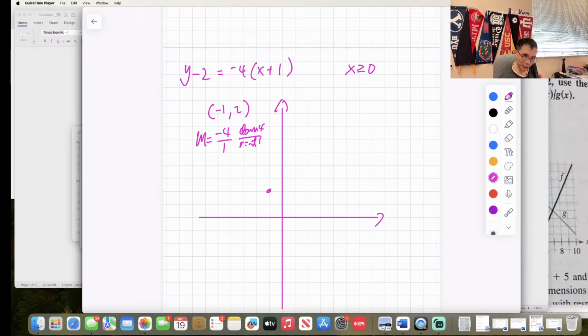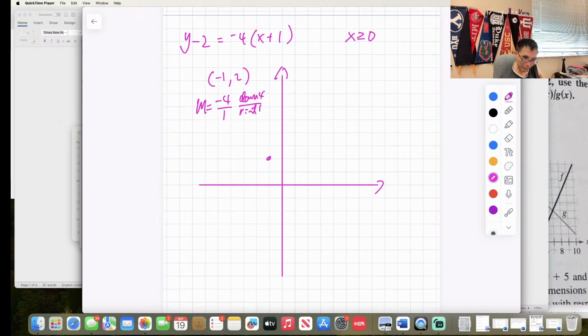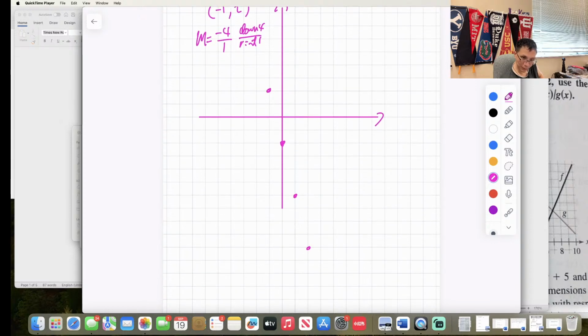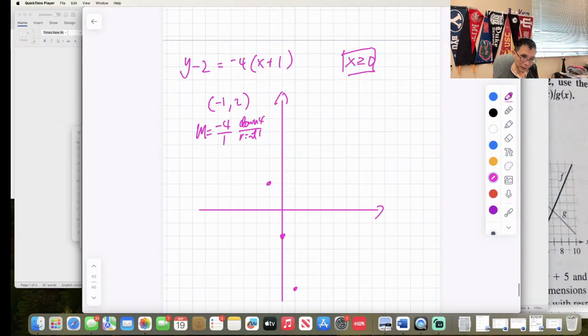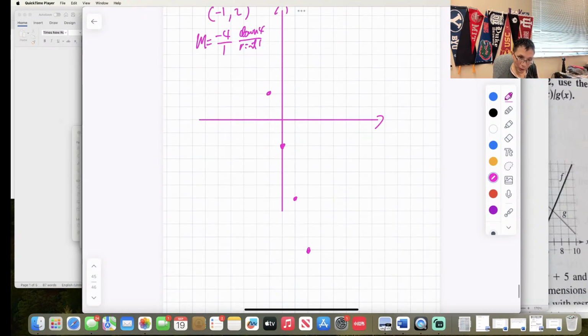So I'm just plugging in the point. Down 4, right 1. However, I only want to pay attention to x greater than 0. If I only want to pay attention when x is greater than 0, I don't want to graph any part on the left side. Does that make sense? So I only want to graph greater or equal to 0. I only want to graph from here down. And that's it. I don't graph the other side.